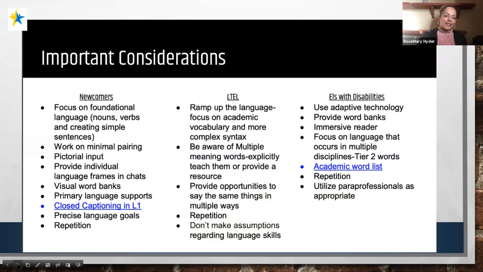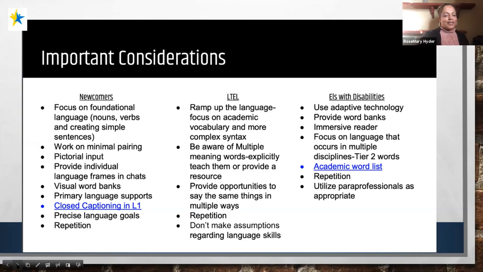And important considerations. So here's another piece to it all. You have newcomers, they'll require focus on foundational language, working on minimal pairing, pictorial input, individual language frames and chats, visual word banks. I know you could read all of this, but I want you to see that in all three, repetition is listed. And also ELs with disabilities, there is a guidance book that is out on that as well, but our department's also collaborating with CELPA, and there will be two workshops, I believe, in December. So if you want information on that, just let us know and we'll get you that.